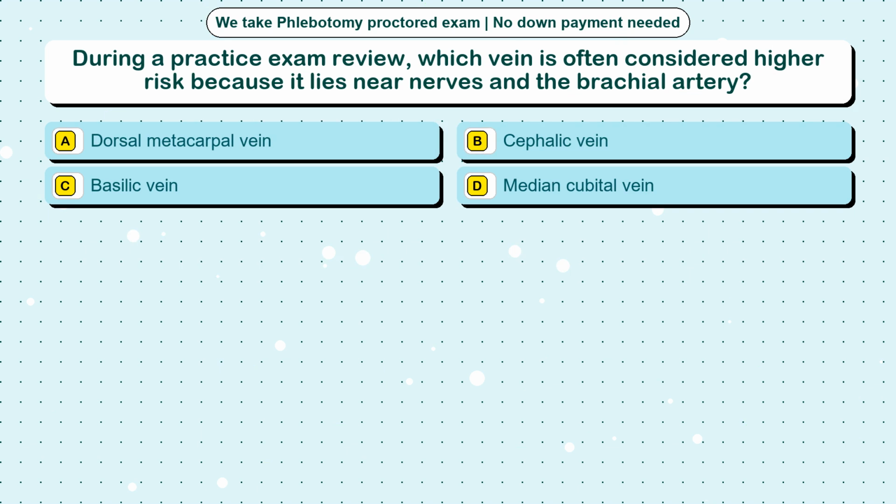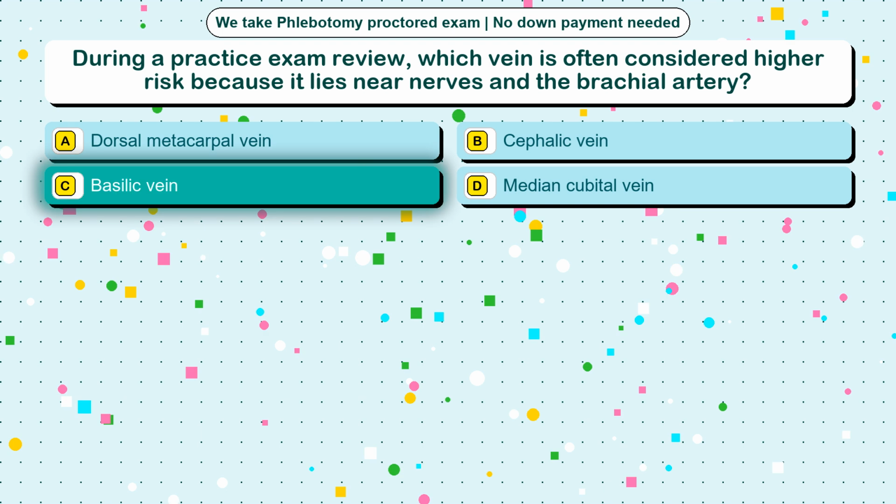Question 43. During a practice exam review, which vein is often considered higher risk because it lies near nerves and the brachial artery? Option A. Dorsal metacarpal vein. Option B. Cephalic vein. Option C. Basilic vein. Option D. Median cubital vein.